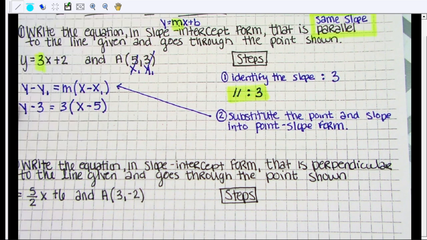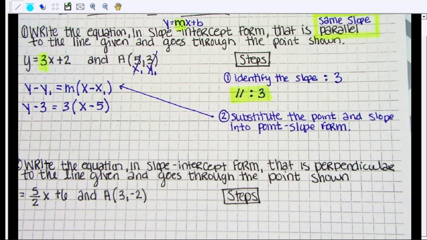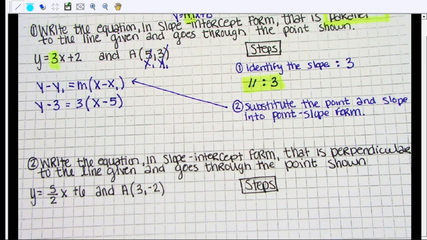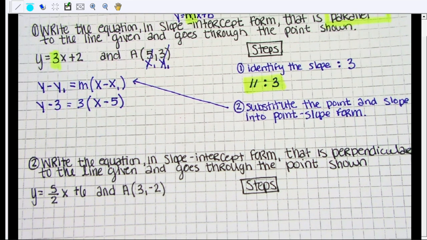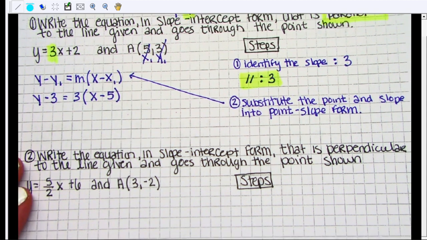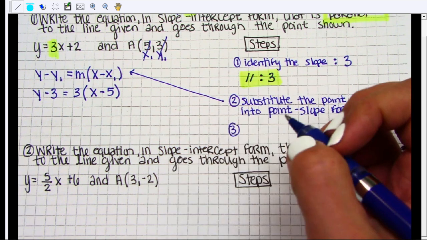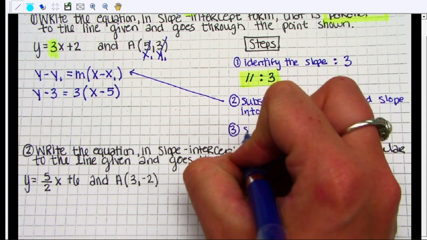What should our next step be? How do I get that into slope-intercept form? What should I solve for? Okay, we're going to distribute. What variable do we want to solve for? We want to solve for y. So the final step, step 3, is to solve for y.